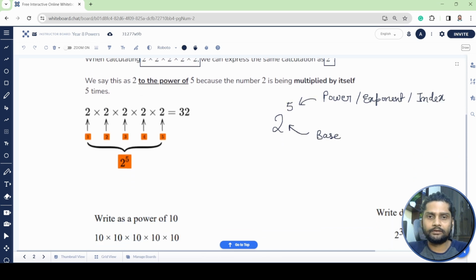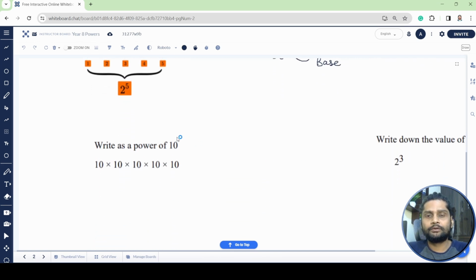Let's take a few examples. Suppose we need to represent this expansion as a power of 10. You can simply count how many times 10 has been multiplied. It's 5 times. So 10 is the base because 10 is multiplied 5 times. So 10 is the base and 5 is the power. So 10 raised to the power of 5.